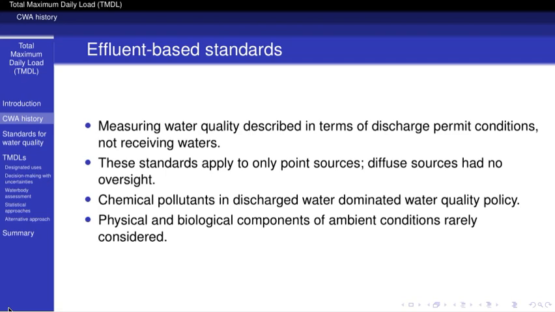Second, effluent standards should apply only to point sources rather than to all sources of a pollutant or other forms of pollution. Pollutants from non-point sources derived from diffuse and hard-to-monitor origins such as agricultural, silvicultural, and construction activities largely escaped oversight. Third, attention to chemical pollutants measured in discharge water came to dominate water quality policy, while physical and biological determinants of the ambient conditions were only infrequently considered.